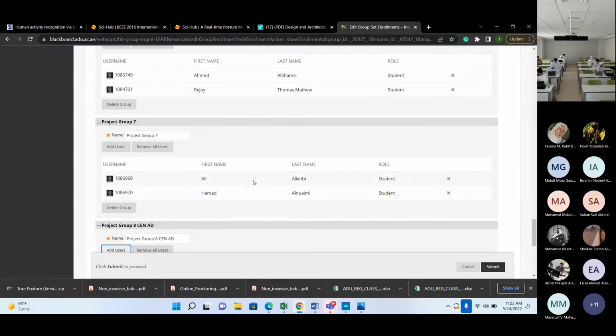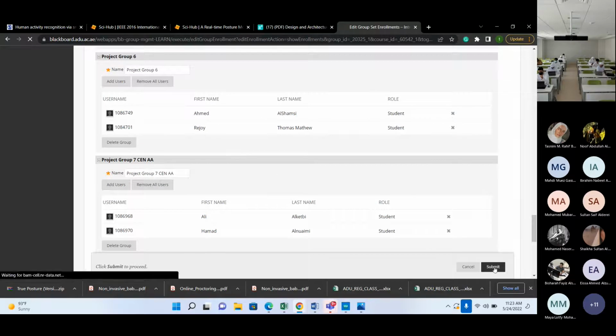So, group number 7, Ali Al-Kitbi and Hamad Al-Naimi. What is your major, guys, and where are you? Computer engineering in Al-Ain? Yes, I am. So you're only 2. Do you have a third member, or is there any computer engineering student in Al-Ain who would like to join? I have 2 extra members. You have 2 extra members? Perfect. Okay, so just ask them to join in this case.